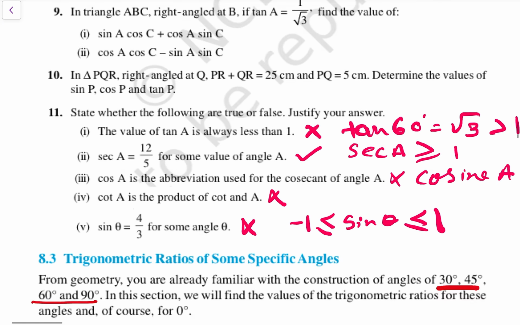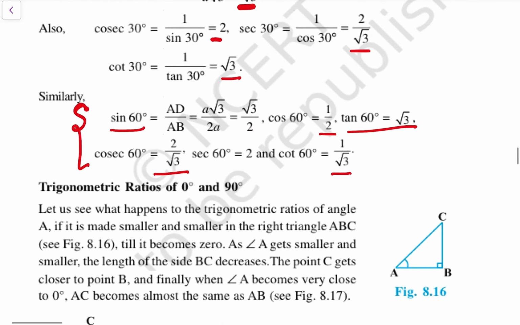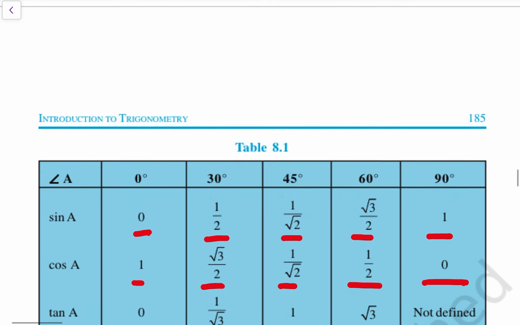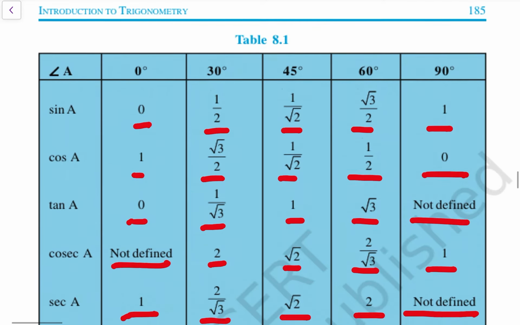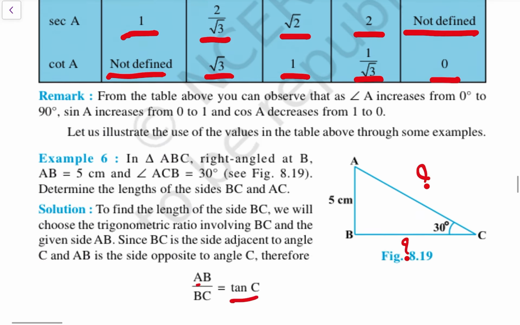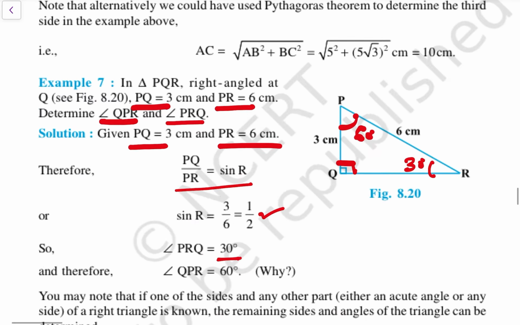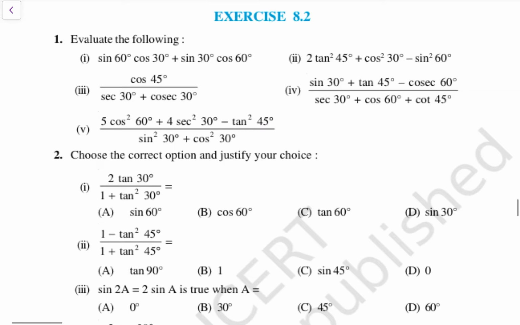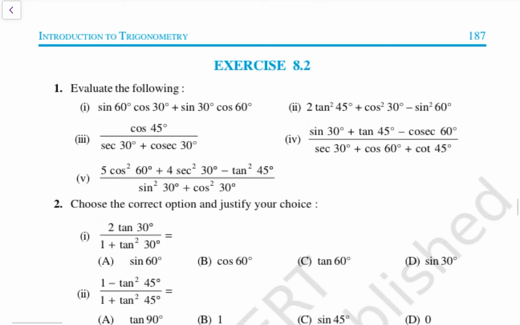This exercise is based on the special trigonometric ratios and their values given in this table. For that, you will have to memorize these values. The first question is sin 60 into cos 30 plus sin 30 into cos 60. Let us solve it.